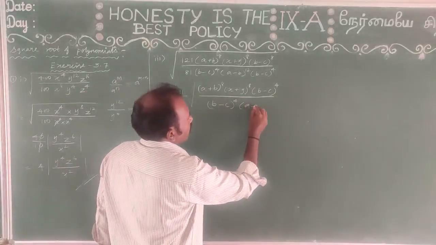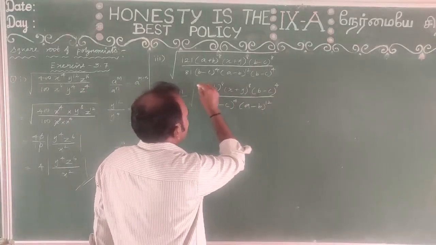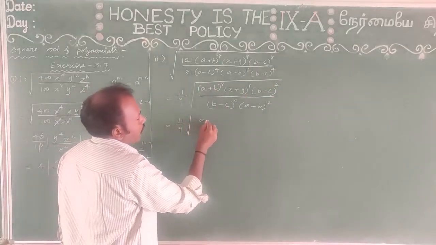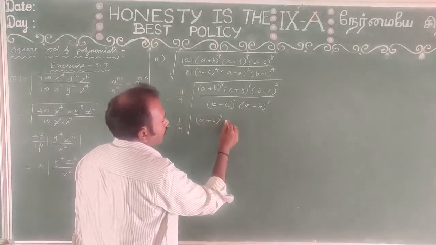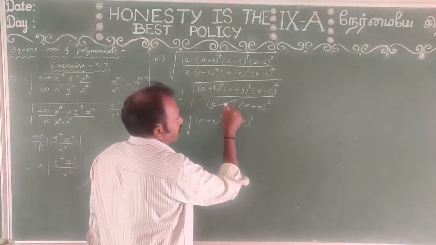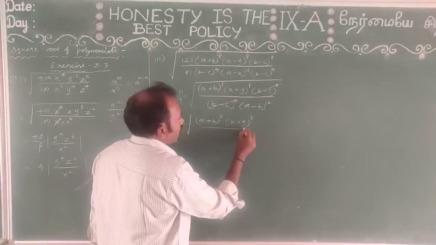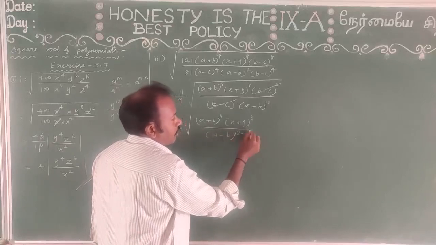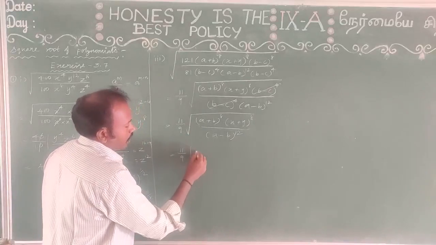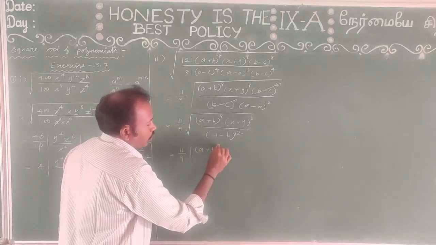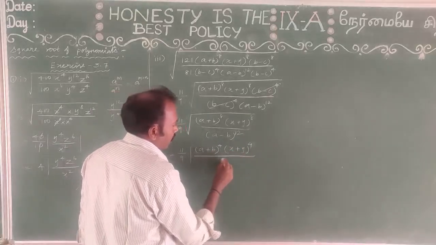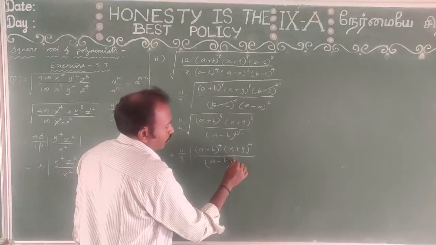Into (a minus b) whole to the power 12. Next step, 11 divided by 9 square root of (a plus b) whole to the power 8 into (x plus y) whole to the power 8. Then (b minus c) you have to cancel, divided by (a minus b) whole to the power 12. That is equal to 11 by 9 modulus (a plus b) whole to the power 4 into (x plus y) whole to the power 4 divided by (a minus b) whole to the power 6.